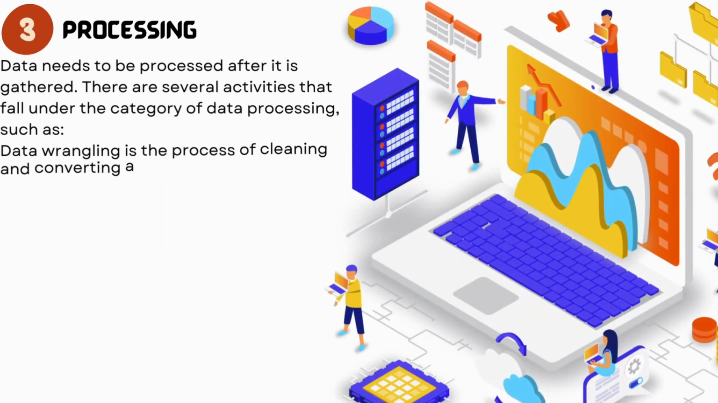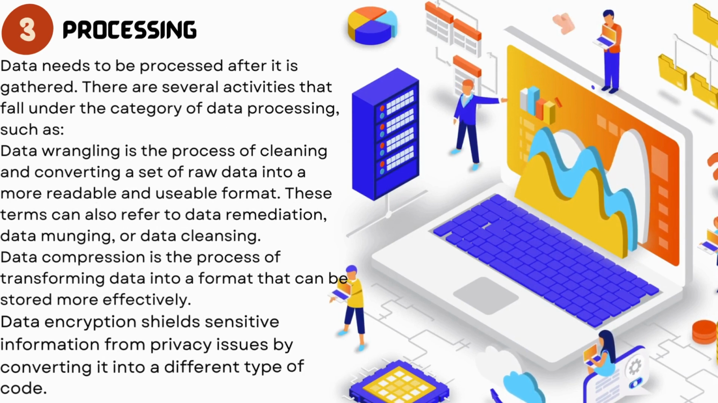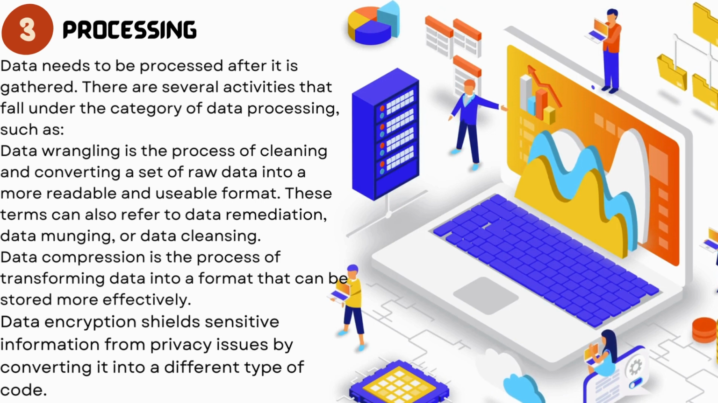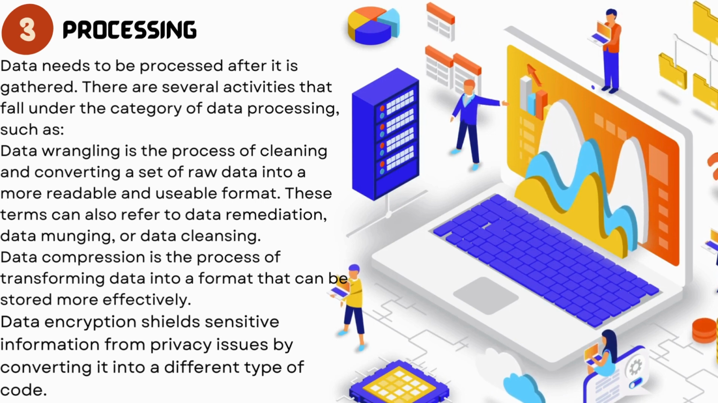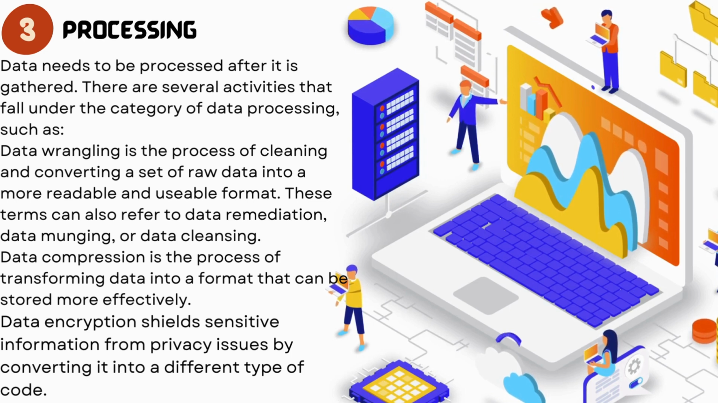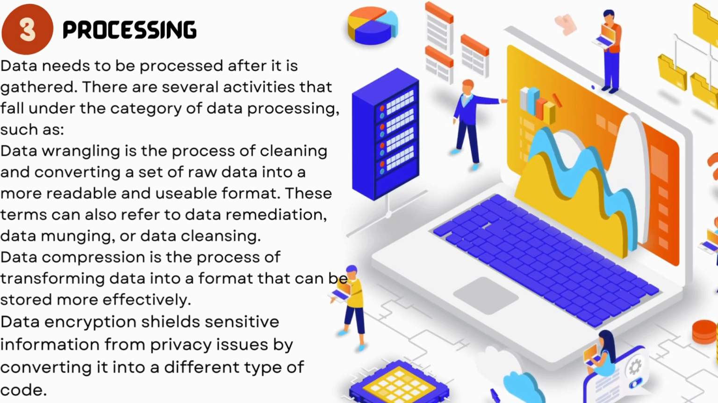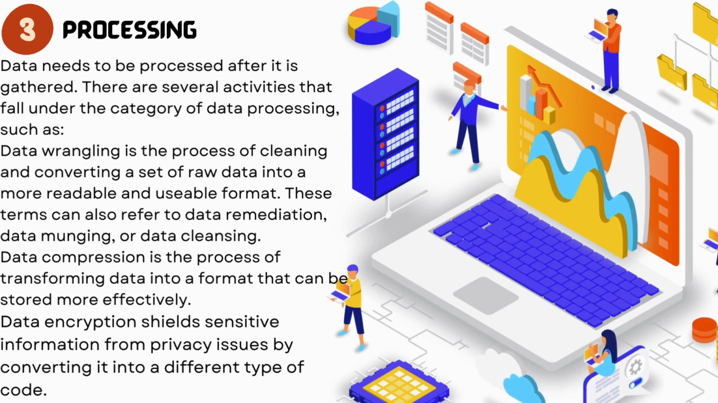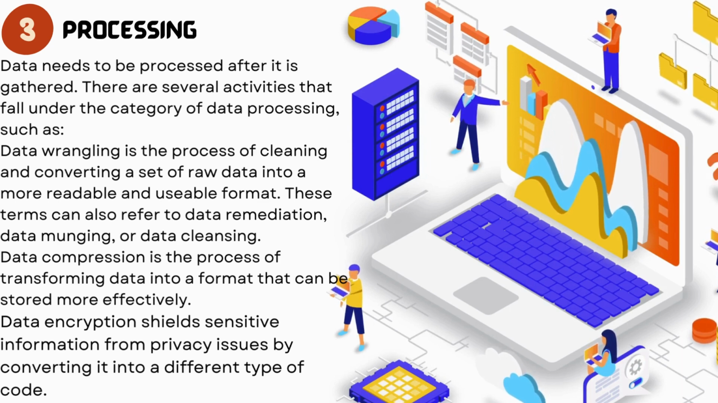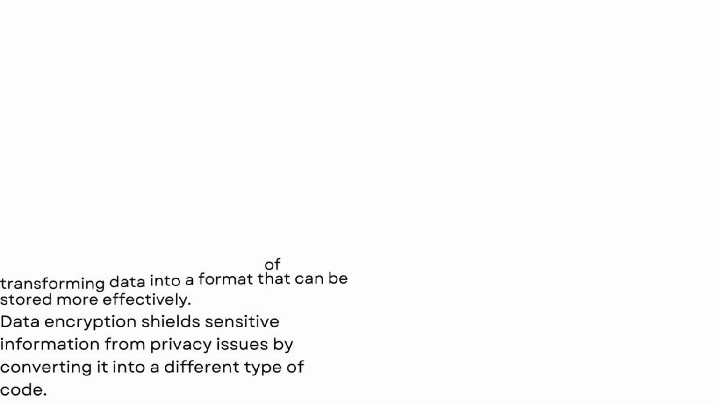Processing. Data needs to be processed after it is gathered. There are several activities that fall under the category of data processing. Data wrangling is the process of cleaning and converting a set of raw data into a more readable and usable format. These terms can also refer to data remediation, data munging, or data cleansing. Data compression is the process of transforming data into a format that can be stored more effectively. Data encryption shields sensitive information from privacy issues by converting it into a different type of code.